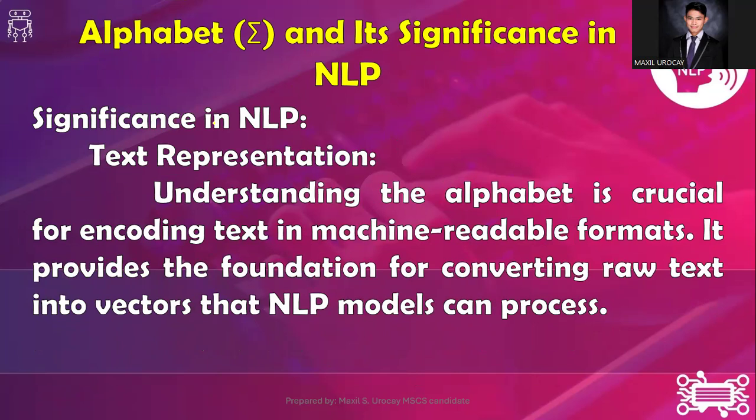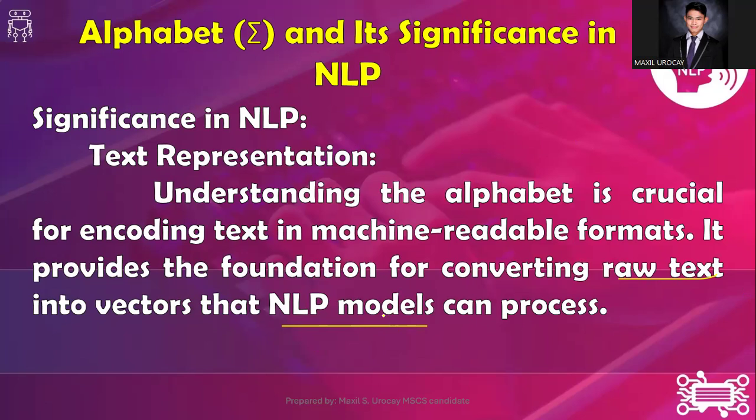It provides the foundation for converting raw text into vectors that models can process. So particularly for this one, in terms of the text representation, we are still using the alphabet. Since of course you cannot begin to read a specific string. Since in text representation we're dealing with text, we're transforming raw text into vectors. So the NLP models can help us to strengthen those.